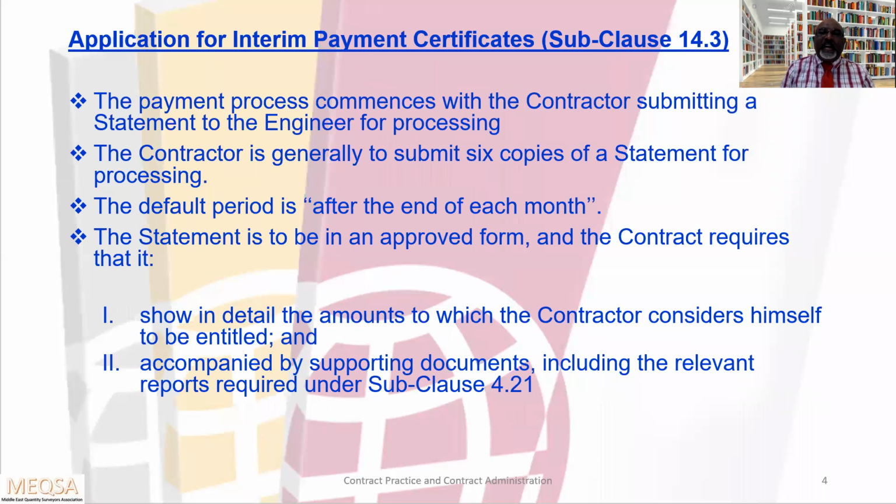The contractor generally submits 6 copies of the statement for processing. The default period is after the end of each month. The statement is to be in an approved form, and the contract requires that the first one show in detail the amounts to which the contractor considers himself to be entitled, accompanied by supporting documents. Whatever he is claiming, he should support with documents. He should provide the evidence and supporting documents, including the relevant reports required under subclause 4.21.